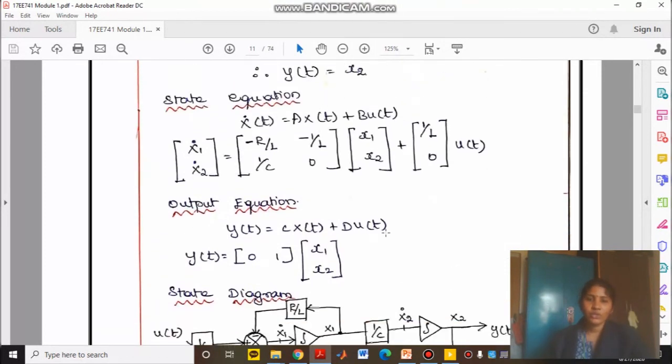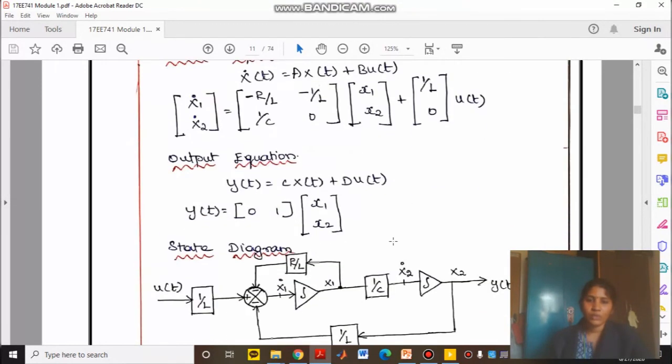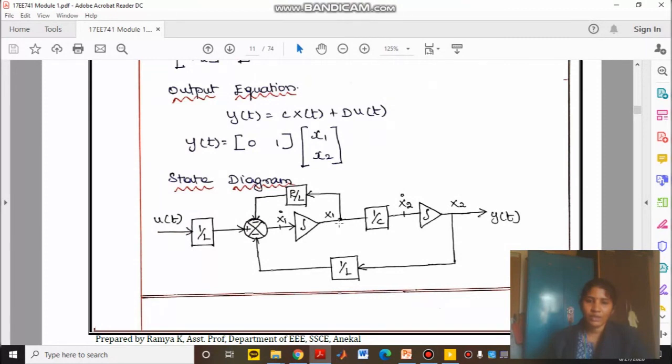What is your x2 dot? X2 dot is equal to 1 by c into x1. So we have x1 over here. Along with this x1, if you multiply 1 by c, you are going to get x2 dot. So you can put 1 by c. Here x1 is coming, so x1 into 1 by c. Here you will be getting x1 into 1 by c, which is nothing but your x2 dot.